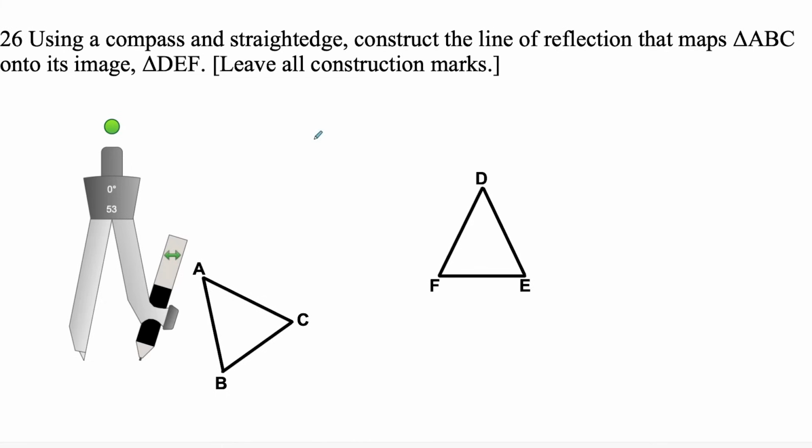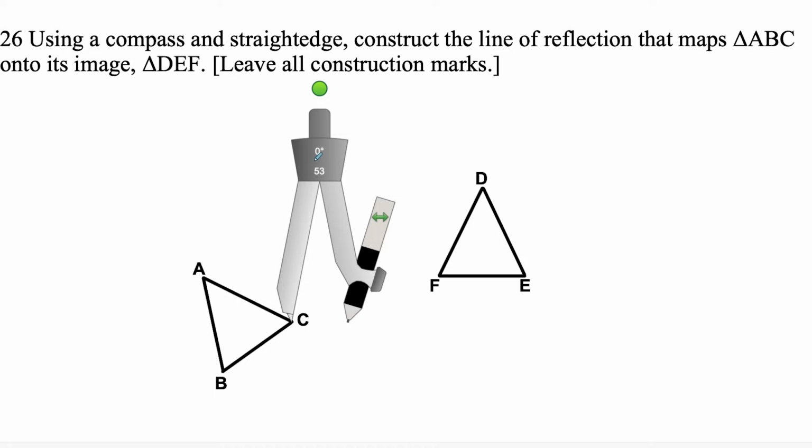So I would have to construct the perpendicular bisector of CF, because you could just imagine here, this mirror line would go right down the center, cutting CF in half and forming a 90-degree angle. So we're going to construct the perpendicular bisector of CF.